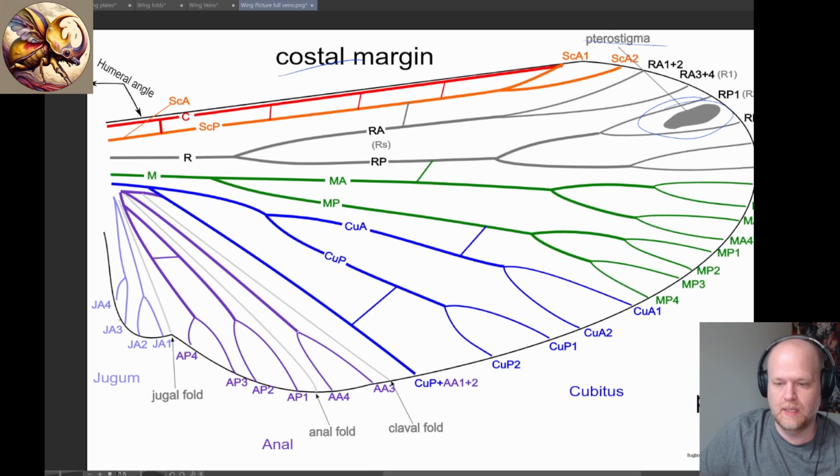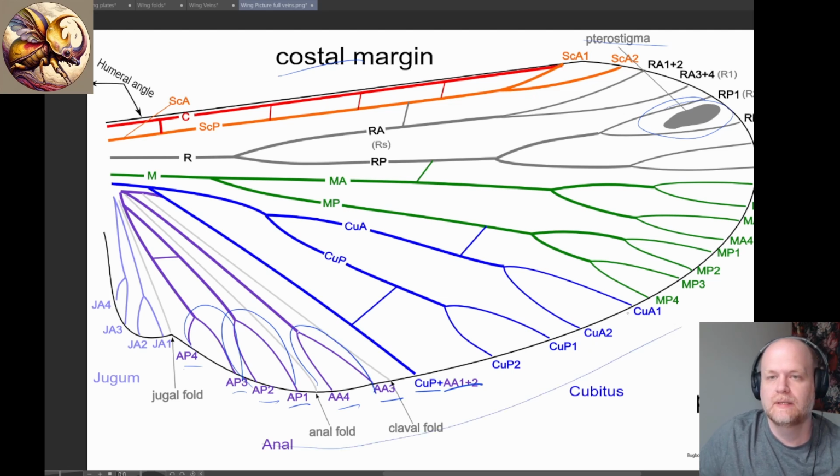This is what I was talking about with the splits. So you have cubital posterior plus anal anterior 1 plus 2, and that's a fusion of the veins. And then you have the anal anterior 3, anal anterior 4, anal posterior 1, 2, 3, 4. And all of these splits get named at the posterior margin. Same with up here at the apex margin. You have the subcostal 1, subcostal 2, radial 1, radial 2. These are split and fused veins. So that's what this nomenclature system here is pointing to.